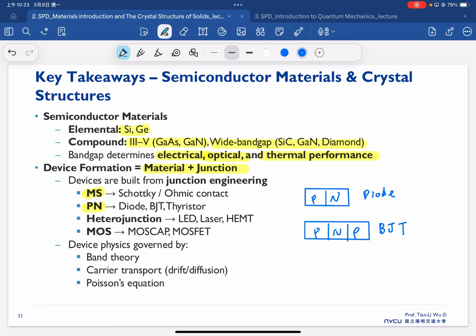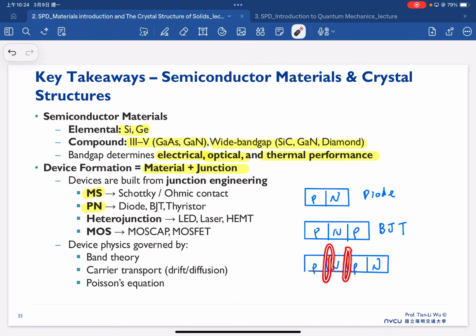But furthermore, we can also have this structure, more complicated, with a PNPN. This can be considered a transistor as well. This PNPN structure contains three different PN junctions. So we have a PN junction here, here, and here. Therefore, for sure, you can imagine the physics here is more complicated. But this device is what we call a thyristor.